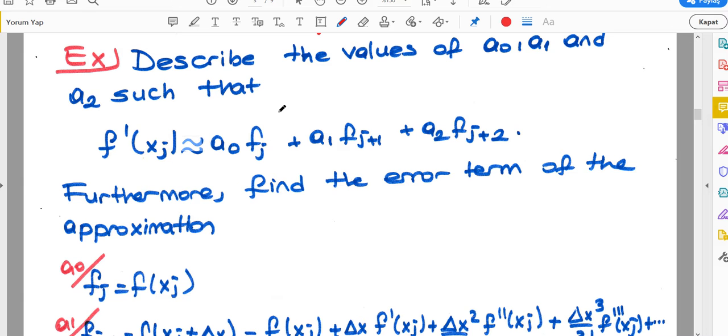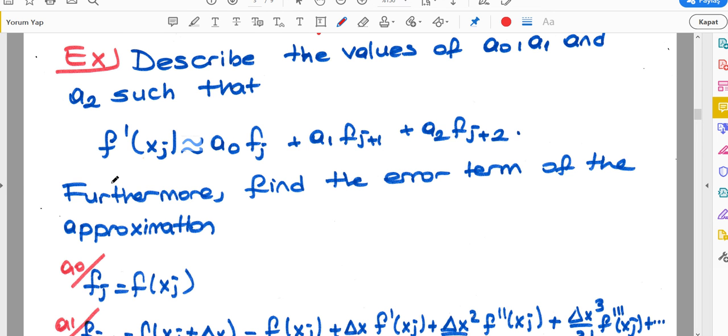Okay, so one more exercise to understand the detailed discussion one more time. We will discuss A0, A1 and A2 such that the given formula holds. We are discussing A0, A1 and A2, and you are trying to approximate again. The left side shows what you want to approximate.